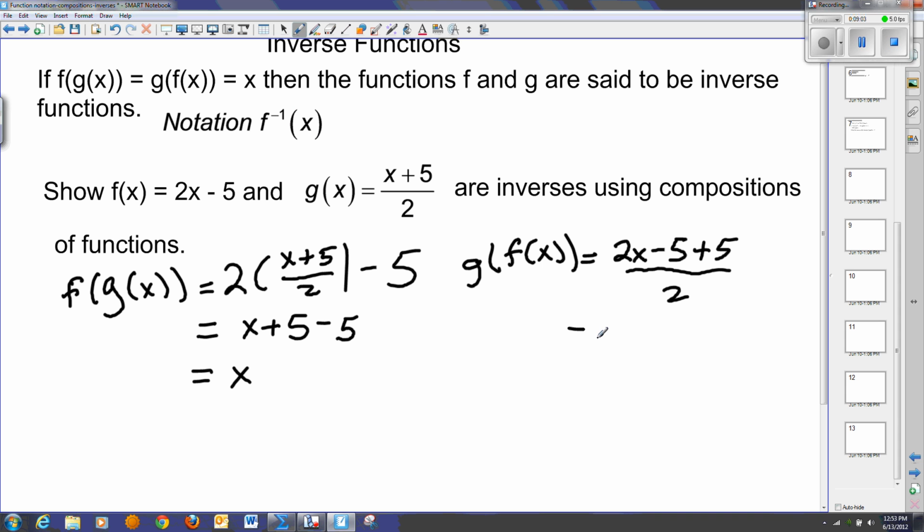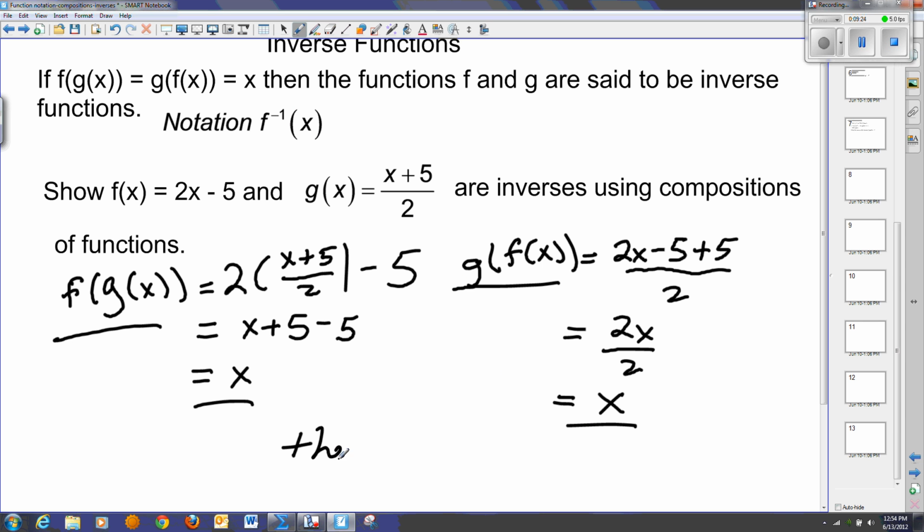Well, we know 5 minus 5 is 0, so I have 2x over 2, and the 2's reduce, and that's equal to x. So we know that f of g of x is equal to x, and g of f of x is equal to x. Therefore, they are inverses. Done. All right, so let's move to our next example.